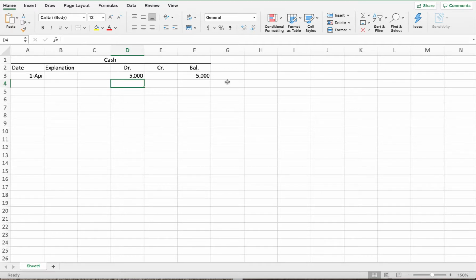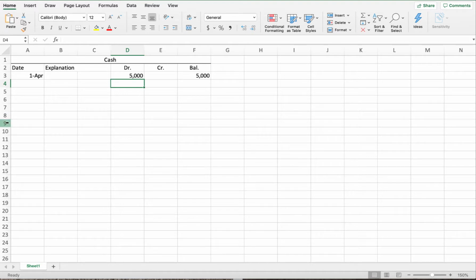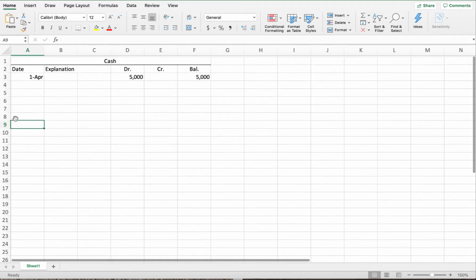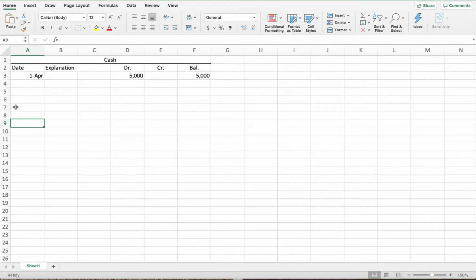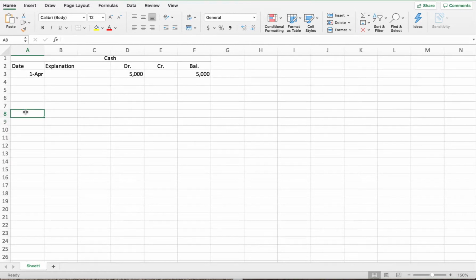Okay, so let's go ahead and I'm going to go underneath here. I'm going to skip a couple rows. It's just an arbitrary amount. And I'm going to come right here, okay? And I'm going to click cell reference A8 and click and drag all the way over to F8. I'm going to merge and center this column and I'm going to call this my owner's capital.